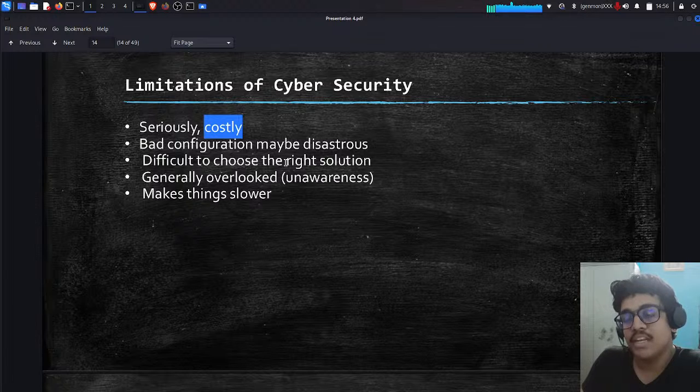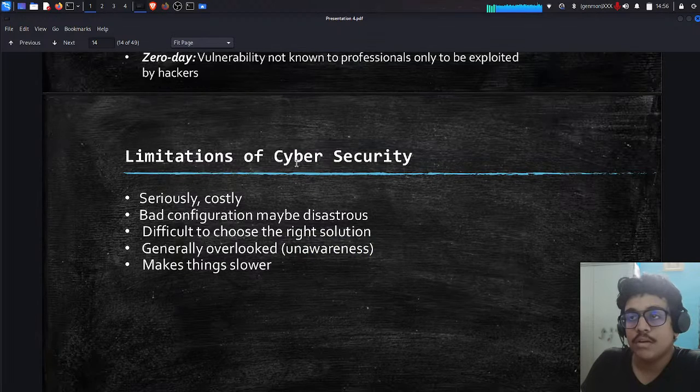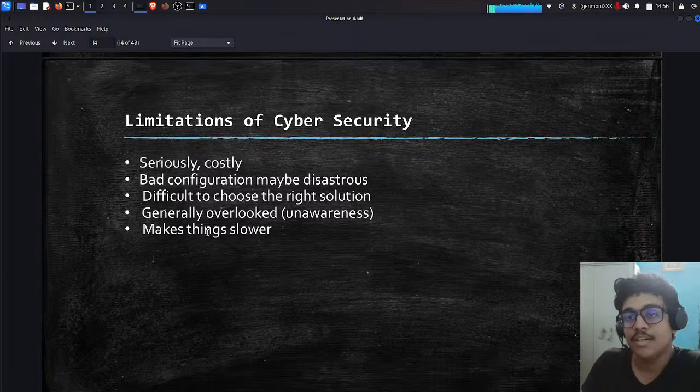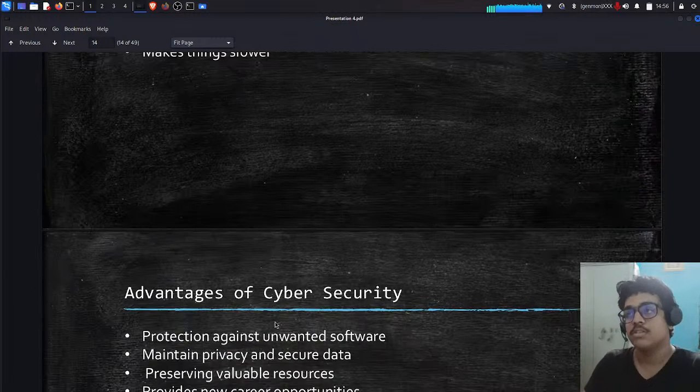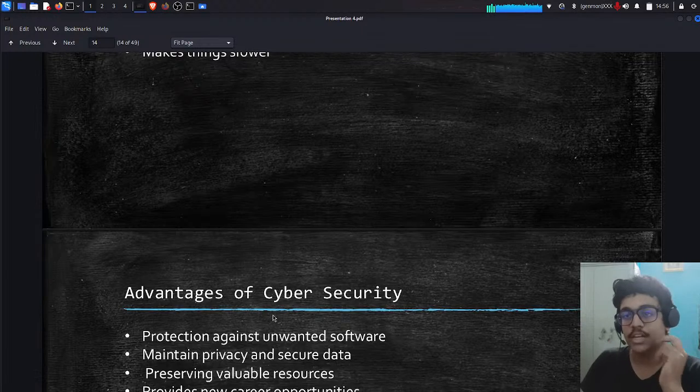There exist many solutions, so you have to use a trial and test method. You test, you fail, and you test another method. There are many methods that exist today, and you should know how to choose the right solution. Generally it is overlooked. There is much unawareness about cybersecurity. Cybersecurity is, I should not say boring, it is my field, but it's a slow process. You should approach it gradually.